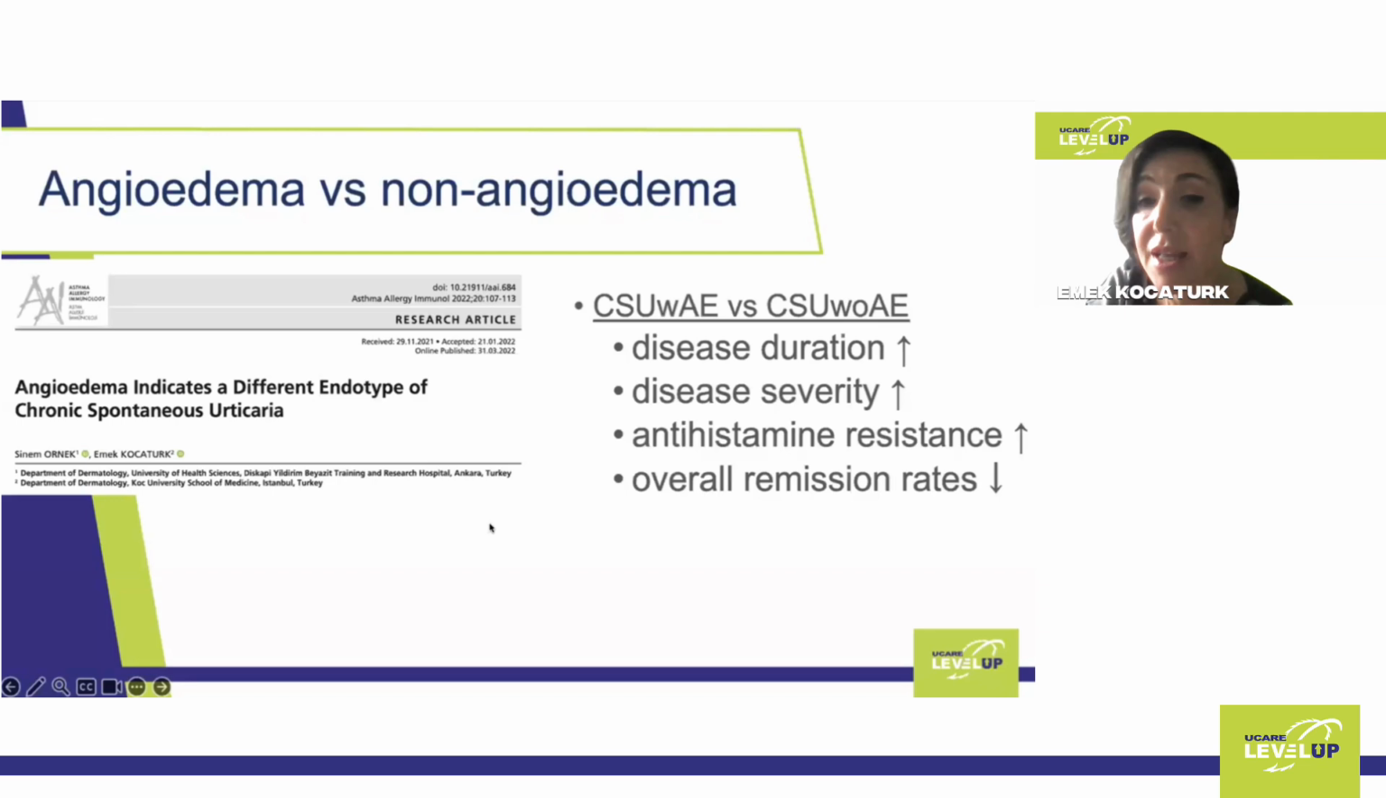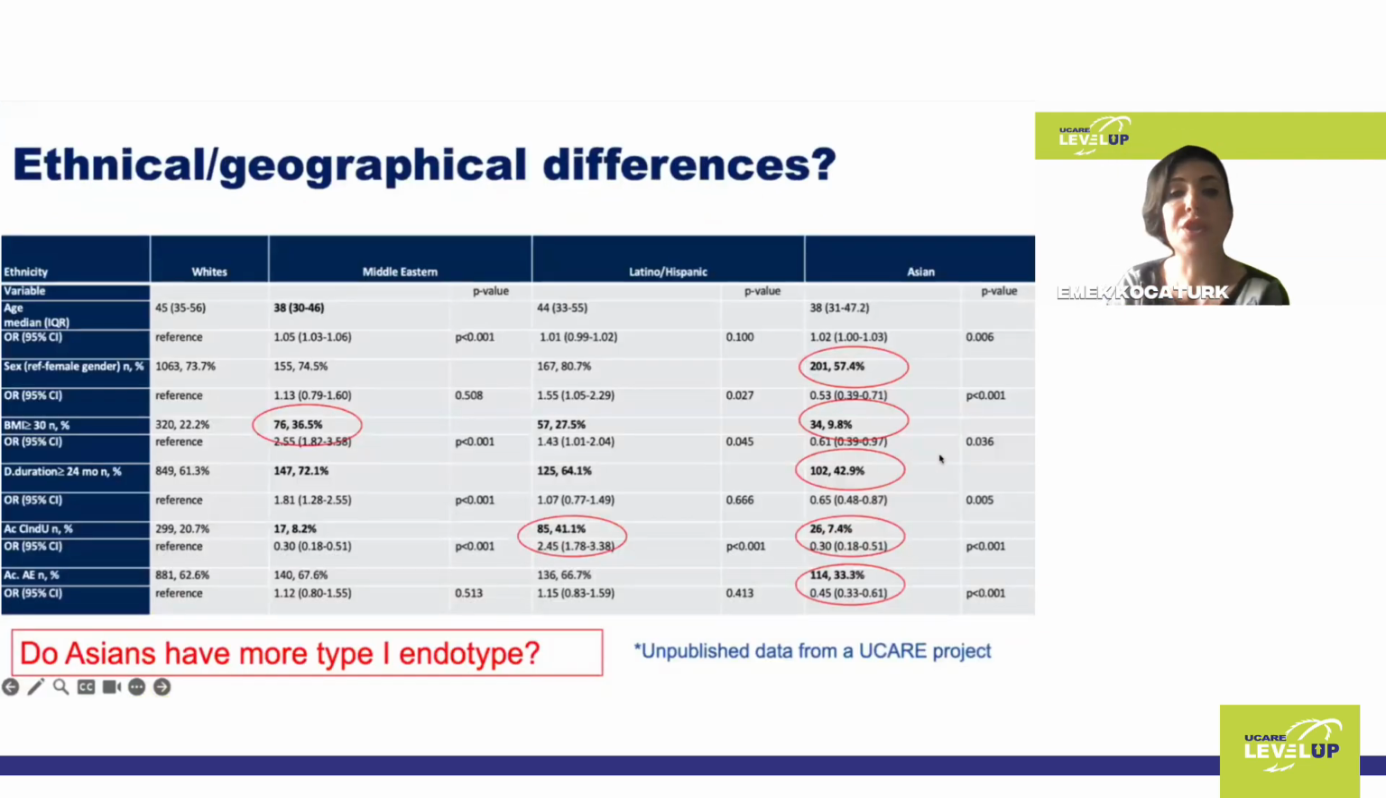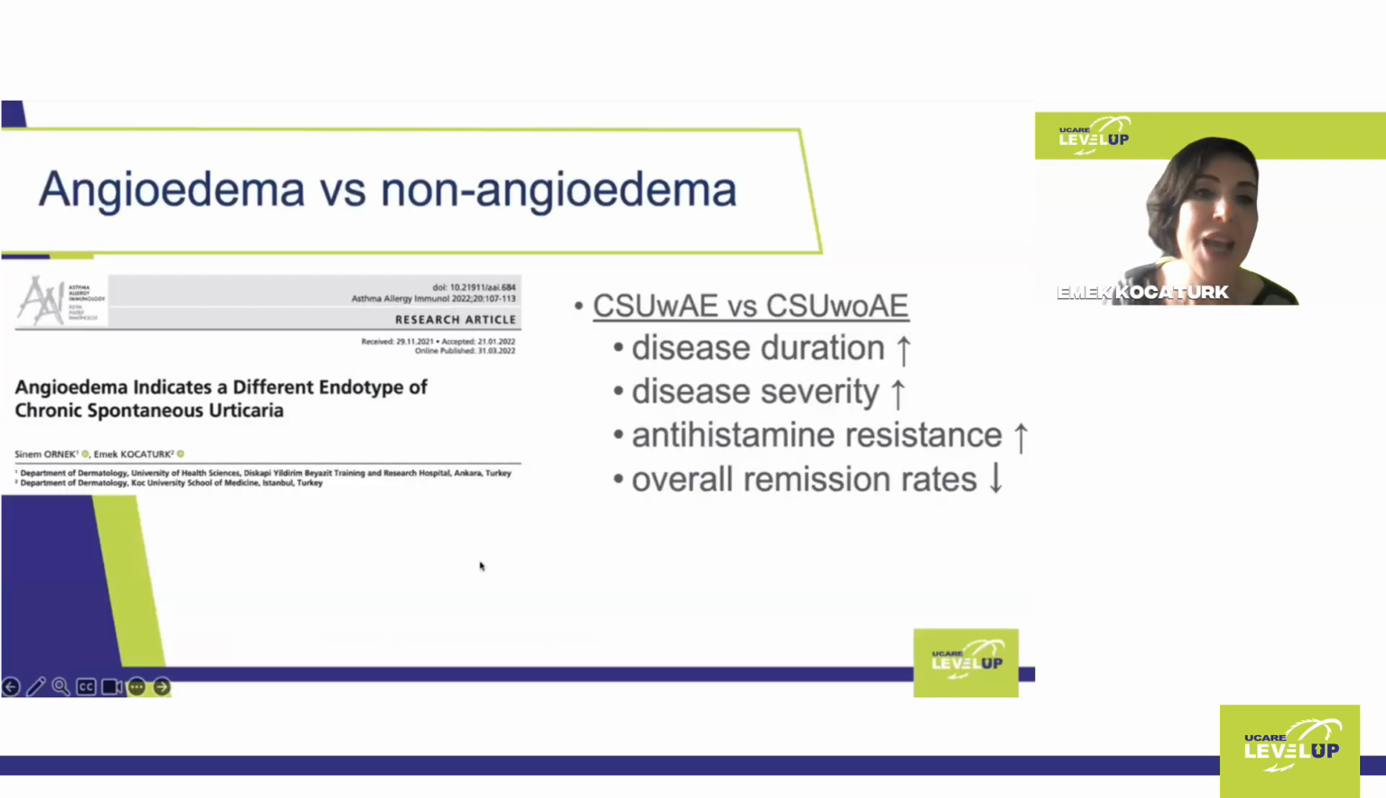So yes, then we thought that maybe Asians have a milder disease phenotype, or maybe they are having more, because they also had more atopy. So maybe they are having more type 1 autoimmune CSU, but of course, this is just a hypothesis.